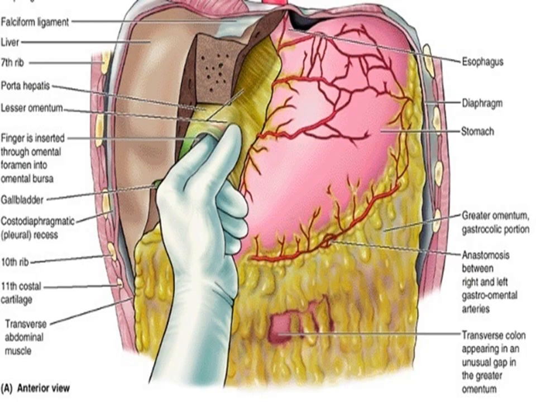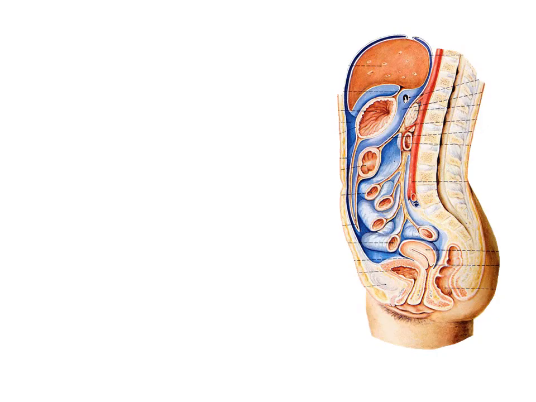This maneuver is done when we want to block the porta hepatis in liver surgery, and we call this maneuver the Pringle maneuver. We place the hand in the omental foramen, or epiploic foramen.